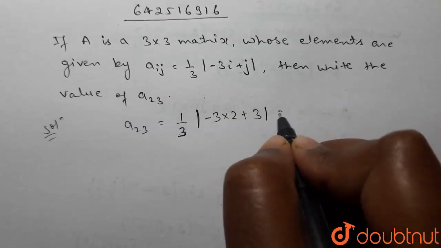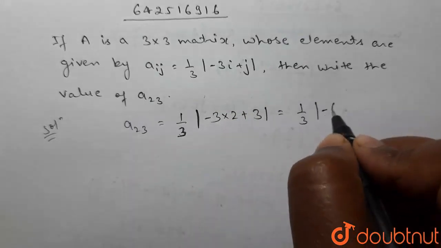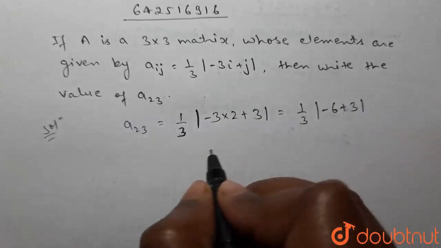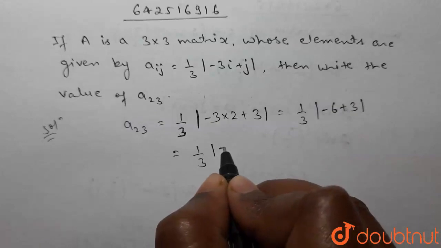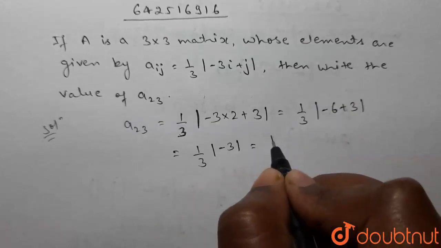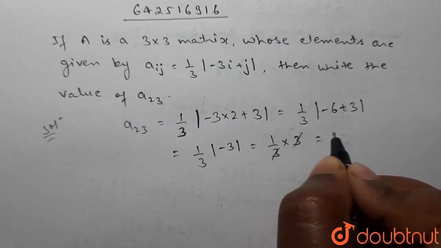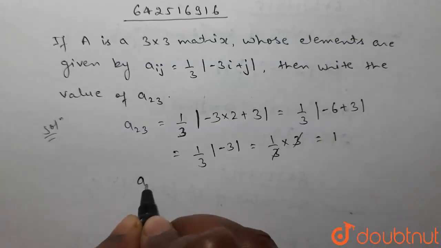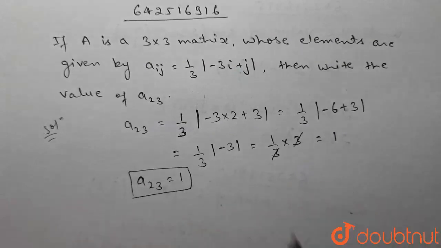So this will be equal to 1/3 mod of -3 × 2 is -6 plus 3, which will be equal to 1/3 mod of -6 + 3 is -3. Now this will be equal to 1/3 × 3. Now 3 and 3 will cancel out. This will be equal to 1. So value of a23 is equal to 1.